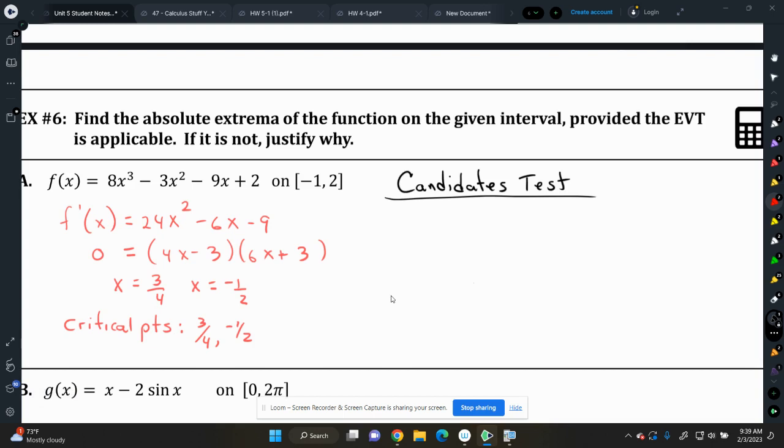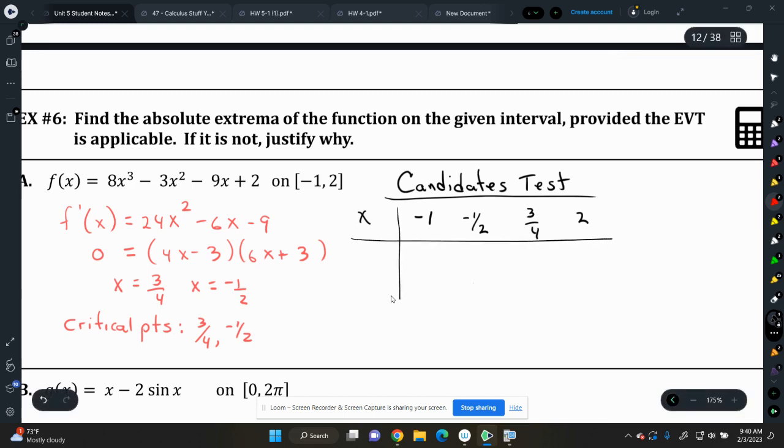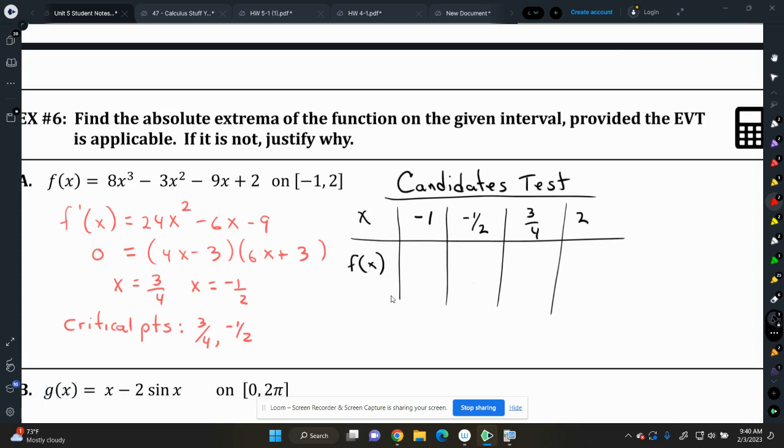All right, so what points do we have? We've got negative 1. We've got negative 1/2. Where did I get the negative 1? The endpoints, right? The candidate test includes the critical points and the endpoints. I like to put these in order. These are my x values. I am simply going to plug them in and figure out what the y values are. That's all I'm going to do. And we're plugging them into f of x. So we're using a candidates test to do this.